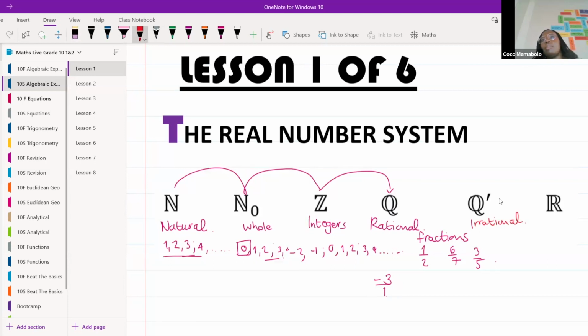Irrational numbers, right? Your irrational numbers. What do we know about your irrational numbers? How do we describe our irrational numbers? No recurring decimals. I agree. There are no recurring decimals. There's no pattern to the decimals. Non-terminating decimals. Correct. Good. That's what I was looking for.